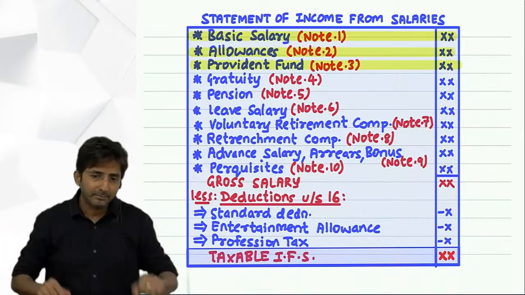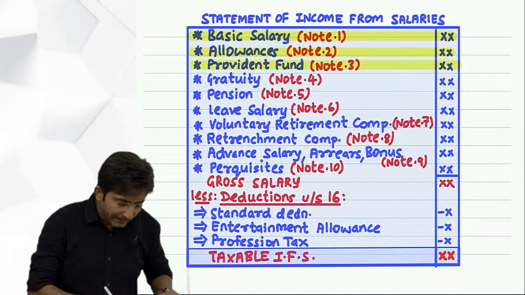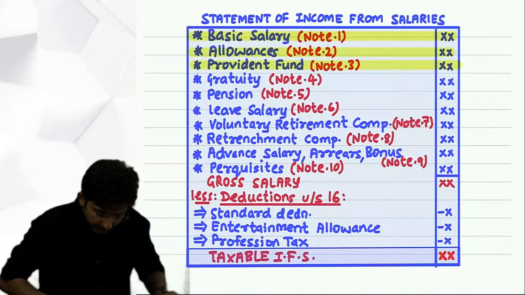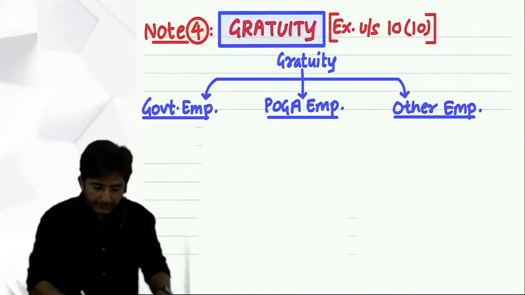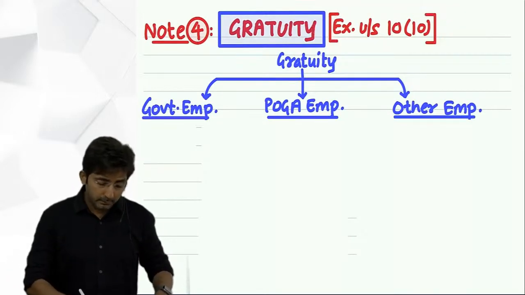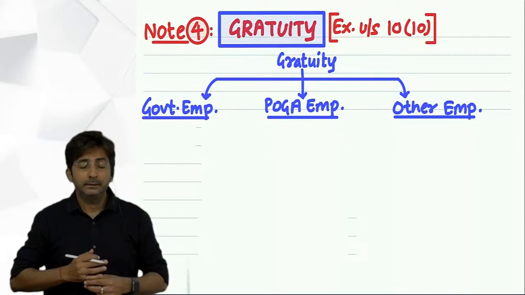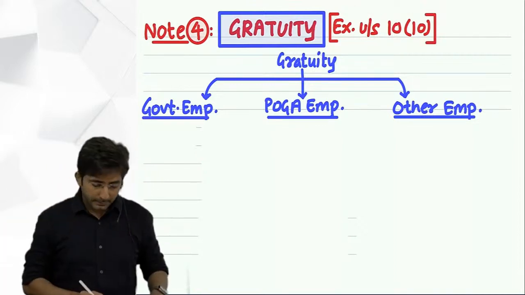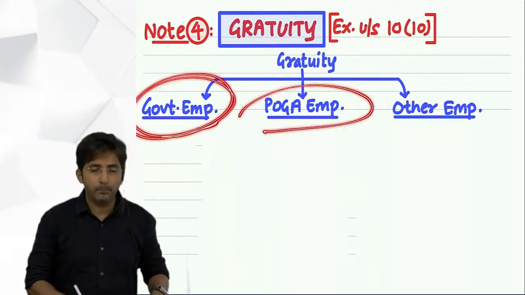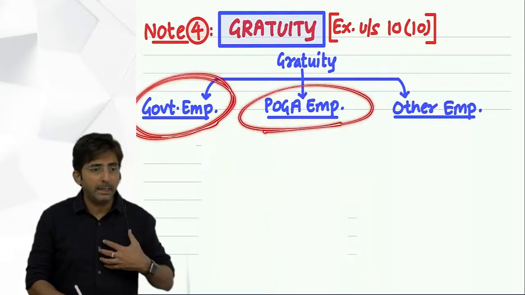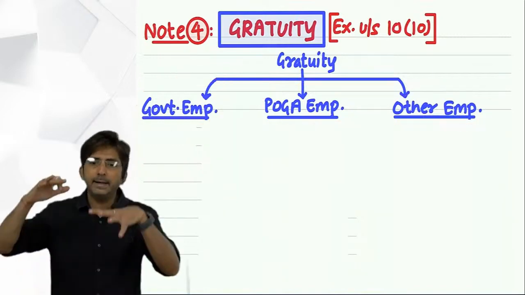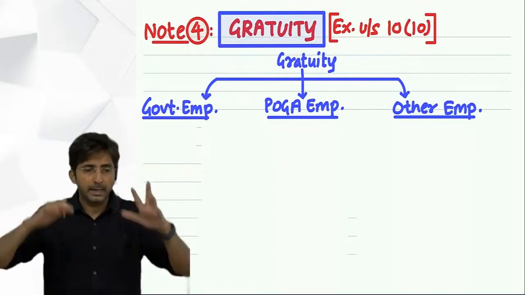Okay. So since the government is convinced with the giving of gratuity, the government has exempted it under section 10, in bracket also 10. See this. Gratuity is exempt under section 10(10). But the theory doesn't get over here. It is exempt, but how much? That depends upon whether you are a government employee or a POGA employee. What is a POGA employee, I will tell you. There are three types of employee: government employee, POGA employee, other employee.